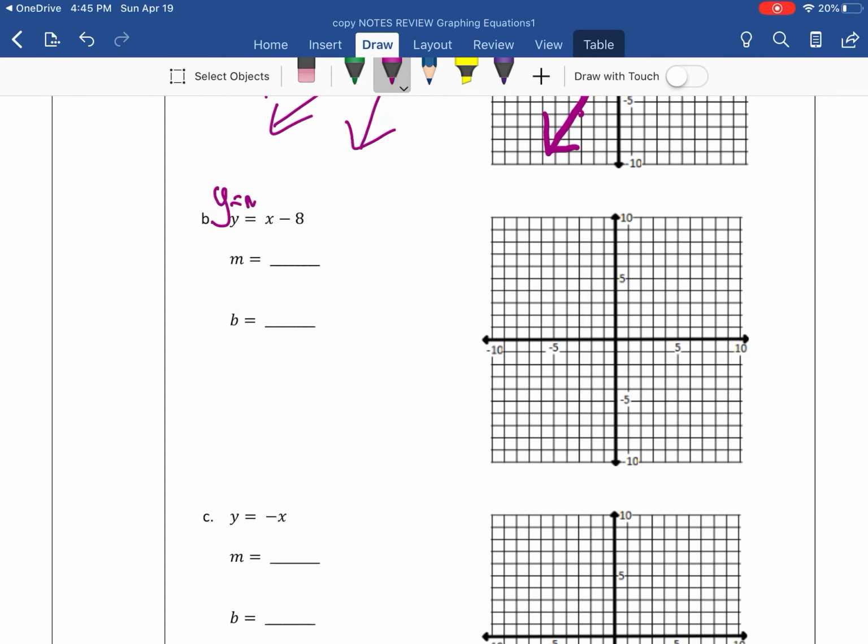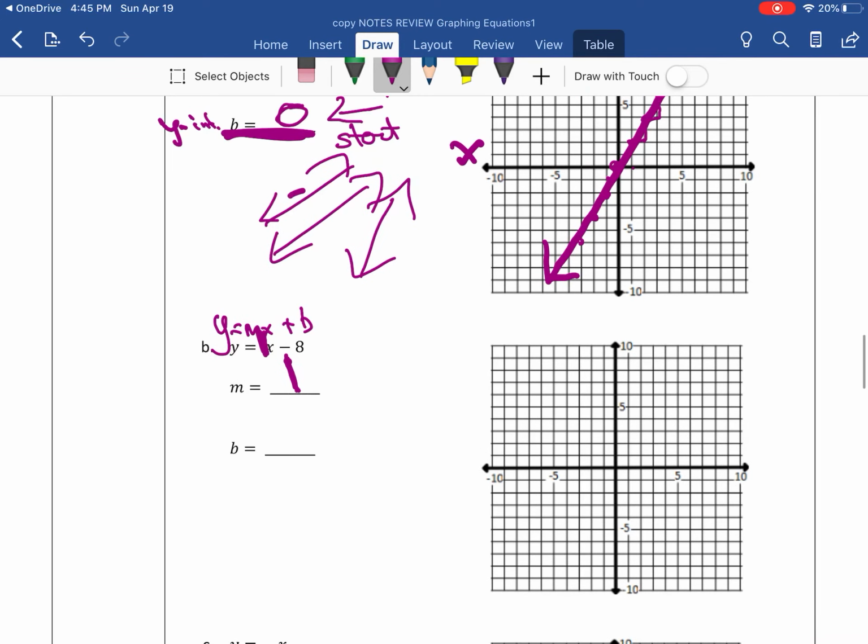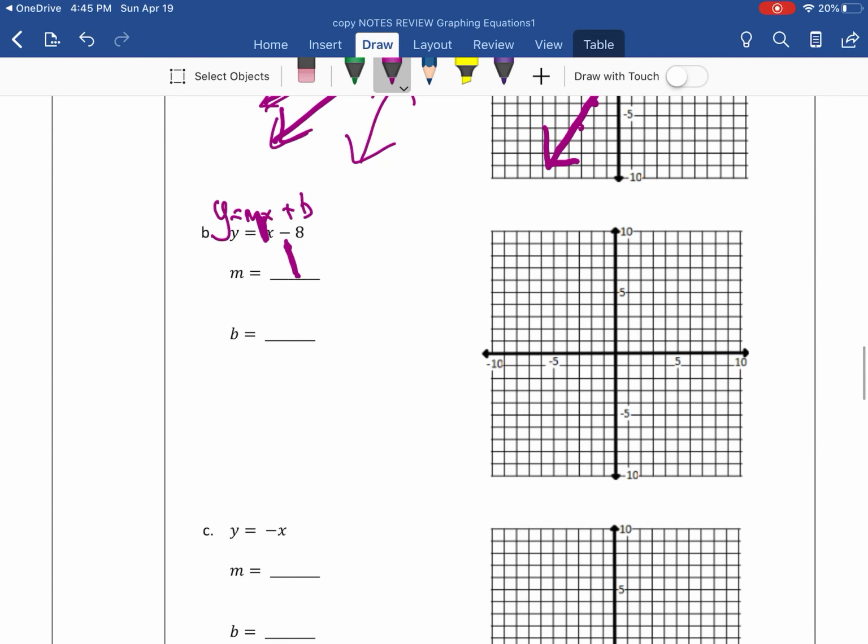Next one. Let's practice this. If y equals mx plus b, what's with my x? Not 0. We have an assumed 1. So in our case here, our slope is a positive 1. Again, it'll be going in a positive direction, just like the one up here, because our slope is a positive 1. What's our y-intercept? Where do we start our graph? y equals mx plus b. We have a negative 8.